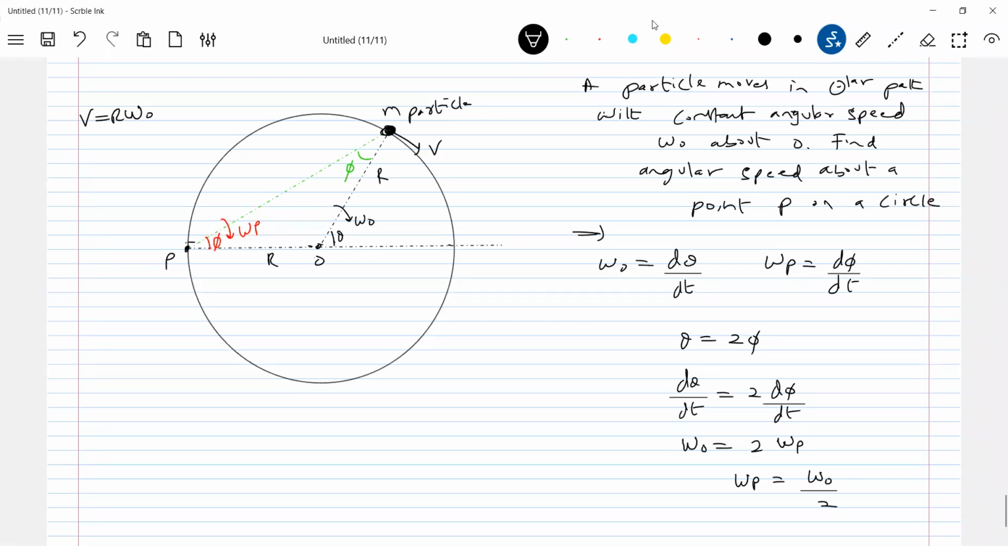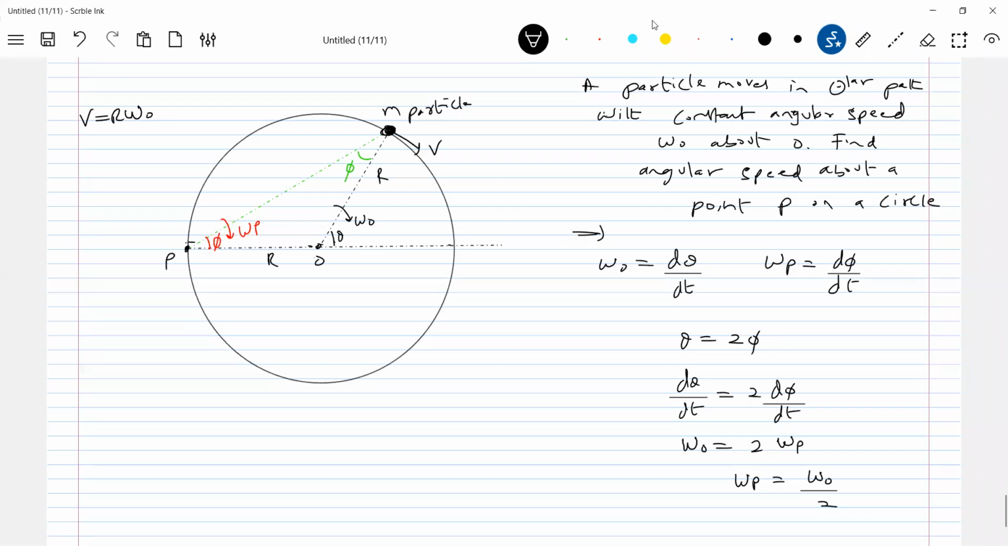So the particle which is revolving about O will have angular velocity omega naught. About point P, it will have omega P. You can describe the particle moving in a circular path either with respect to O or with respect to P. With respect to P, the angular velocity is omega P. With respect to O, it will be omega naught. Able to understand? So, when we made O the reference, it is very easy mathematically.